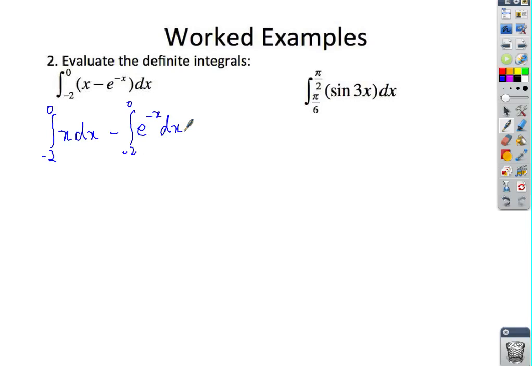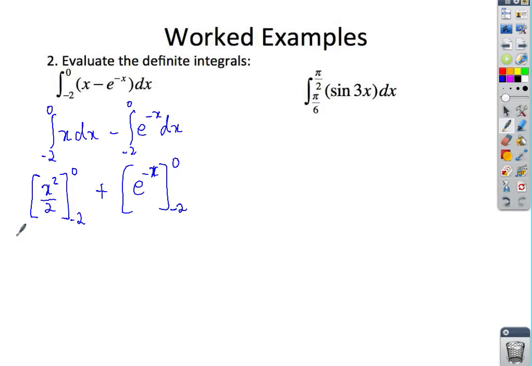And now just perform each of these integrals again, and now you're going to put them into square brackets. So now we have x squared over 2, the integral of x, right, from negative 2 to 0. And then we're going to subtract the integral of e to the negative x. Now the integral of e to the negative x, again, is itself. So e to the negative x. But we also have to remember to divide by negative 1, so that's going to become positive. And then we'll put our square brackets on, and we put our boundaries negative 2 and 0.